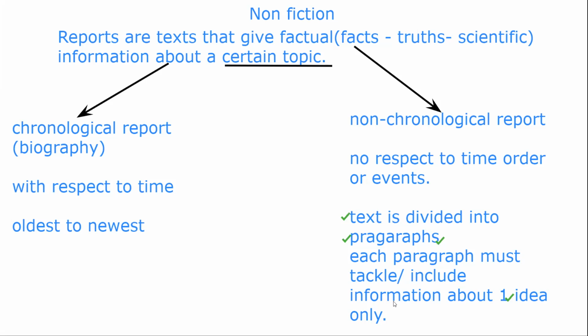So this is how I divide my information or my ideas into paragraphs and not into a timeline or with respect to time. Again, in a non-chronological report, I divide my paragraphs into ideas. The first idea, how they look. Second idea, where they live. The third idea, how they work or what they eat, and so on. All right. Let's take a look at one of the non-chronological reports.